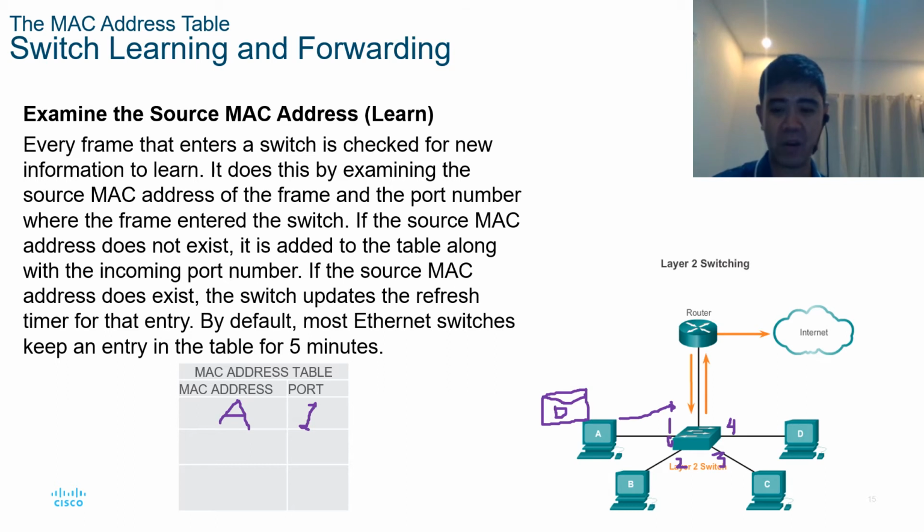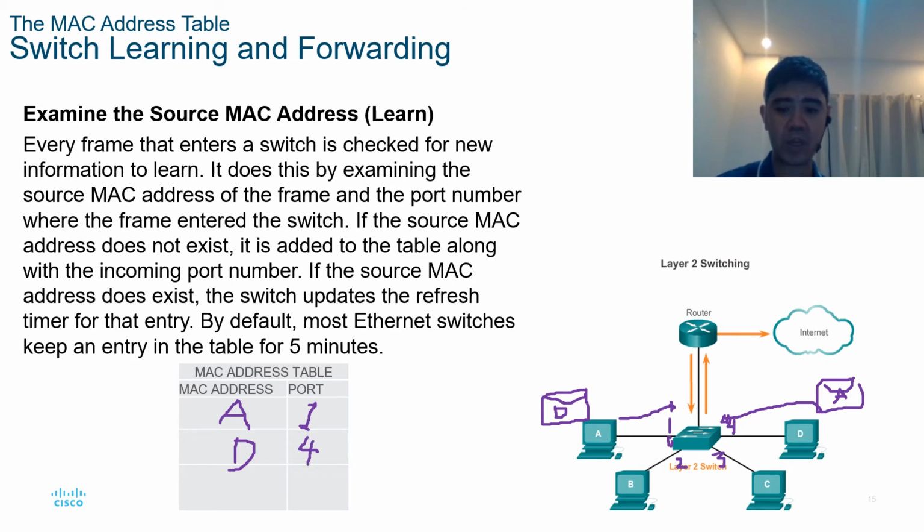So let's say D receives that, and let's say D will reply to A. Again, the switch will check the source MAC this time. So D sends something to A. The switch will again check the source MAC, and in this case, it's D. The incoming port is 4. So it knows that in port 4, the MAC address is D.